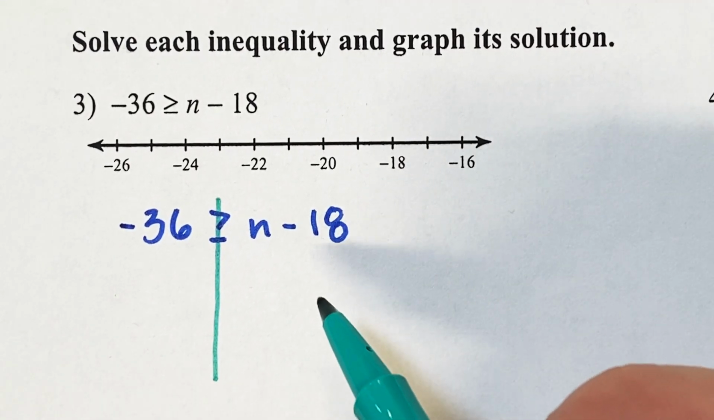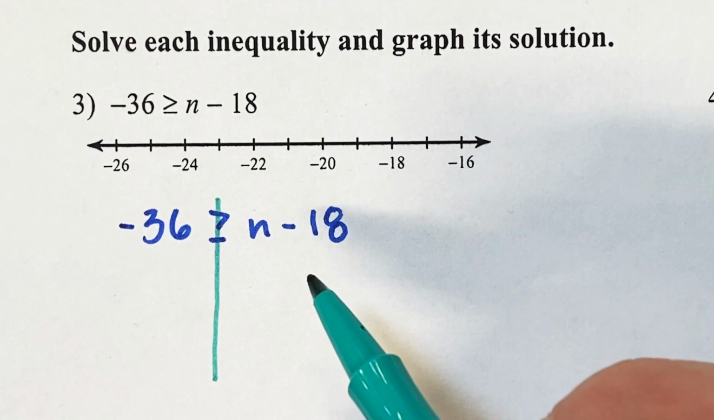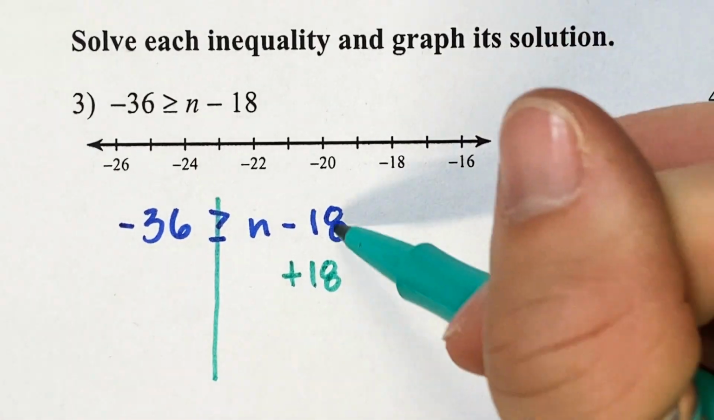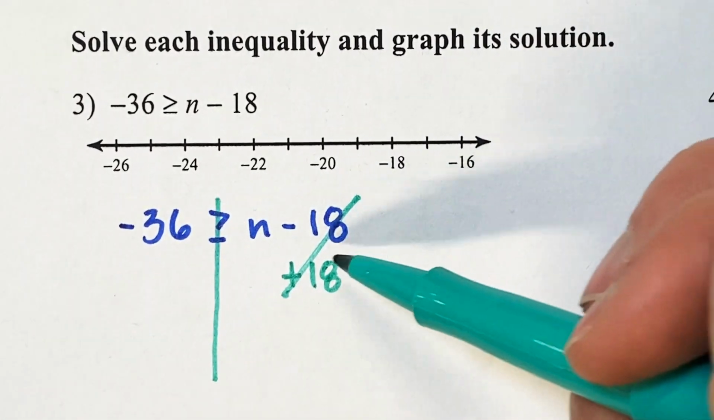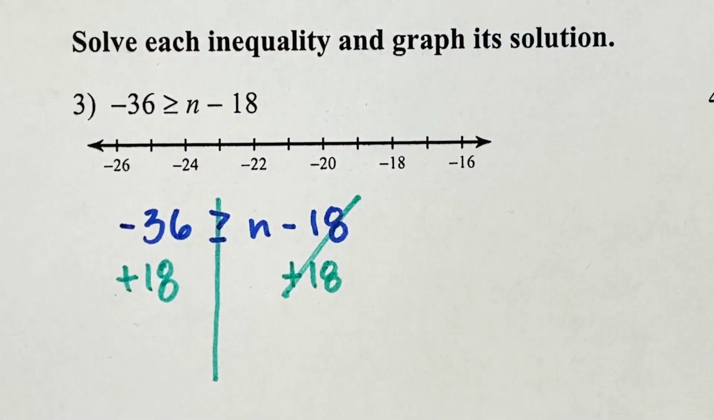So what is the opposite of minus 18? That is going to be +18. Okay, we got to do the opposite of it, but we also have to do the same thing to both sides. So whatever you do to this side, you must do to this side. Okay, so we add 18 right there.